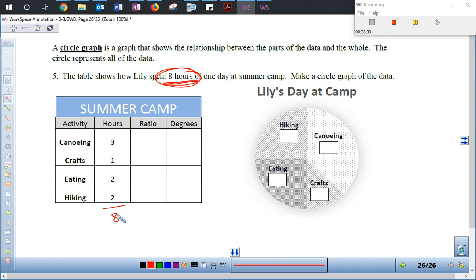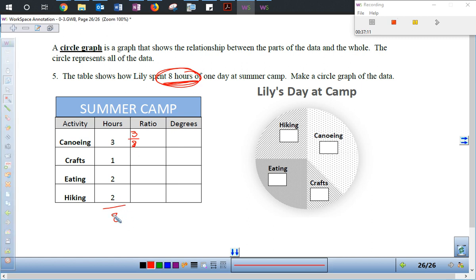Now the first column that we need to fill out is something called the ratio. And the ratio is going to help us split her hours into a fraction or a decimal. So what we need to do for the ratio, for example, for canoeing, we need to take the number of hours she spent canoeing, which we said was 3, and divide it by the total number of hours that she had in her day. So the ratio is going to be 3 over 8, because they said she had 8 total hours in the day.